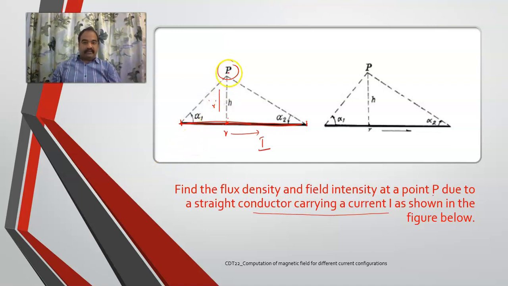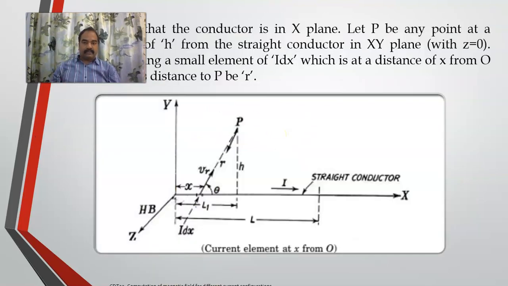Now we need to determine the flux density and field intensity, both B and H, at this point P, where this is the current element I dl, and dl varies over this entire length. Now, how to solve this particular problem? This is a simple representation of the problem.